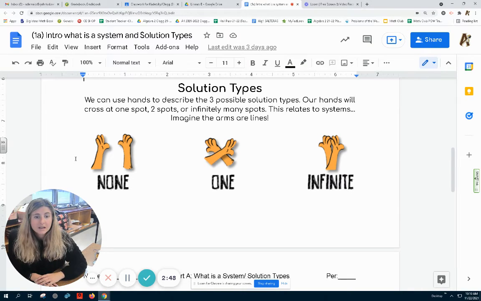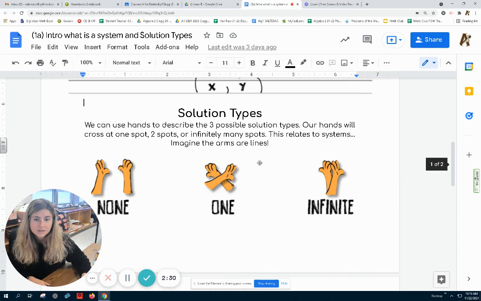And then if you are given two lines to graph, and they end up being the same line, two lines that are on top of each other no matter where they're going, then that's going to be infinitely many solutions. So it'd be like your hands on top of each other. All right, so: no solutions, one solution, or infinitely many solutions.